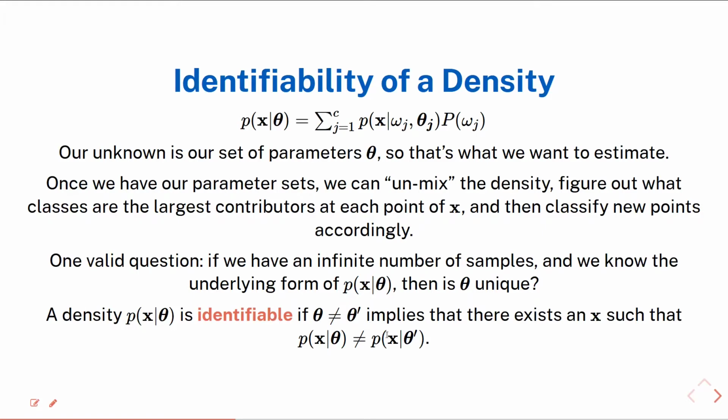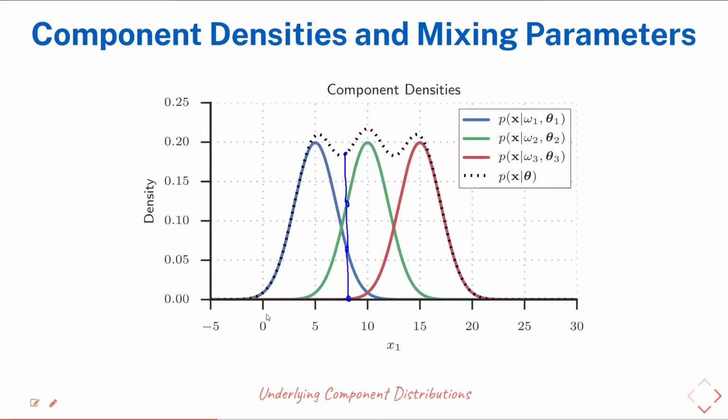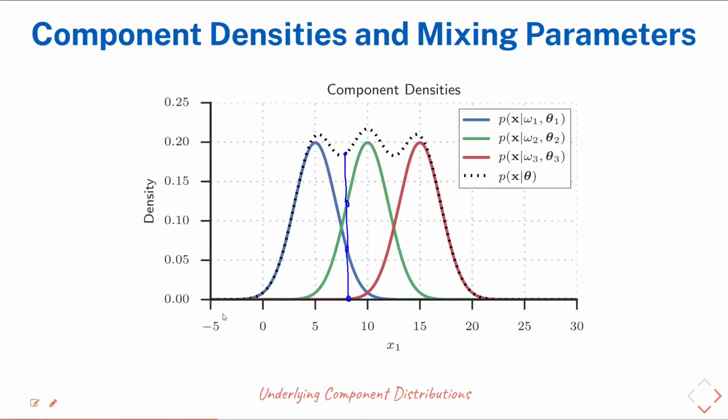So this is just a fancy way of saying, let me back up again. Is there only one way we could have gotten this black line? Or is there some other combination of these 3 densities that could also give us this black line? Right? A good example of this might be, let's see.